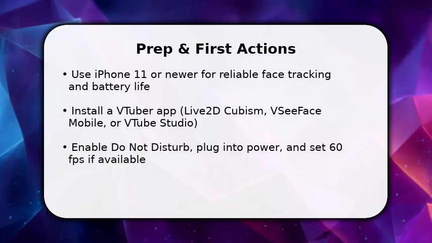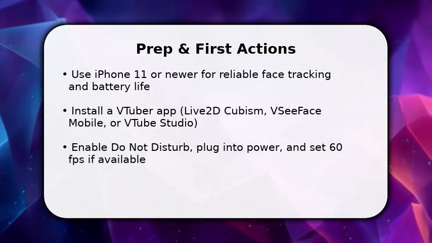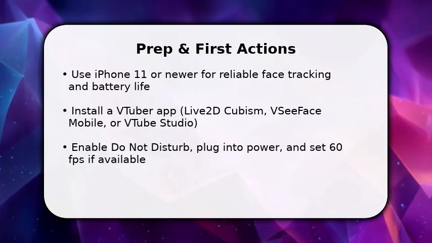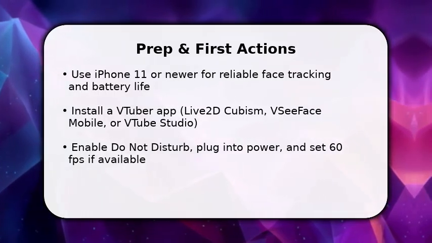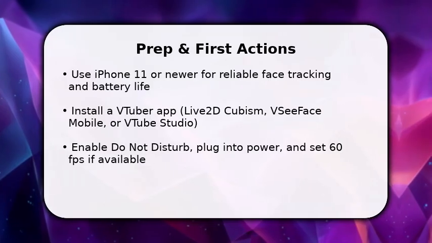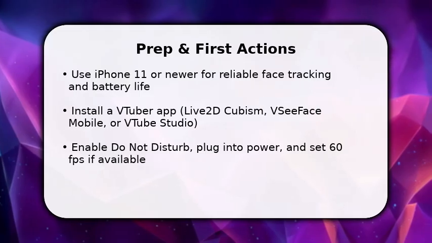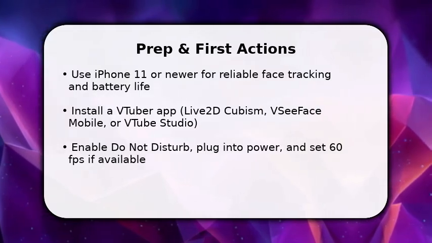You start by gathering essentials: a recent iPhone, a charging cable, and the chosen Vtuber app. Plug the phone into power and enable Do Not Disturb so notifications don't break tracking. Open the app and grant camera and microphone permissions. This is required for face capture and lip sync.